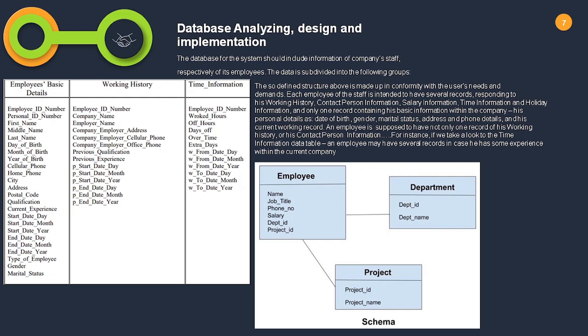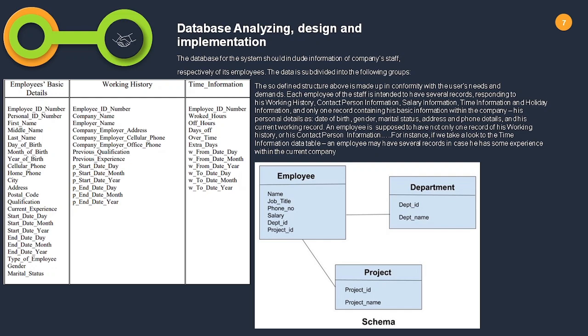We have also added a schema in which we can see employee, project and department. In employee we can see there are attributes called name, job title, phone number, salary, department ID and project ID. And same in table project we have project ID, project name, and in department we have department ID, department name.